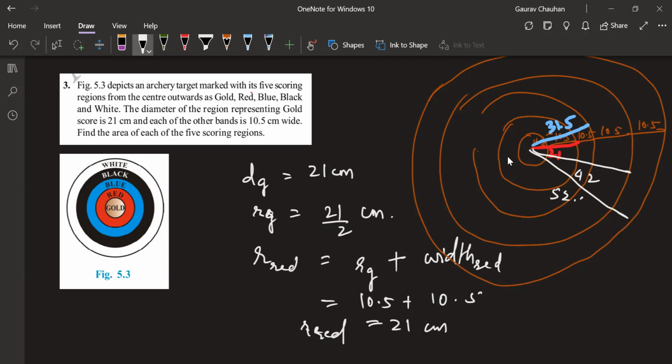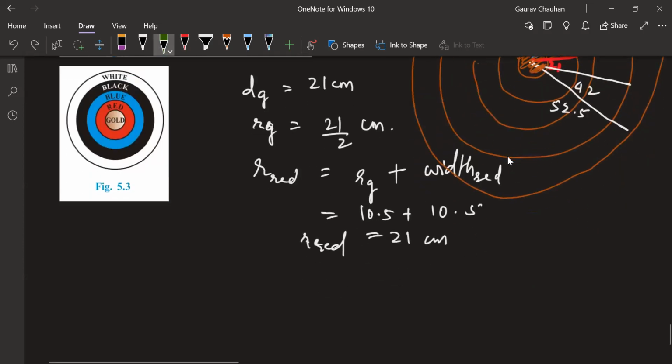They are asking us to find the area of each of the 5 scoring regions. Think about it. What do you need to do for that? The first thing to find is this gold region area. That's the first scoring region. The second scoring region is this red area. How do we find this red area? Gold area we will find very simply. How will we find the gold area?